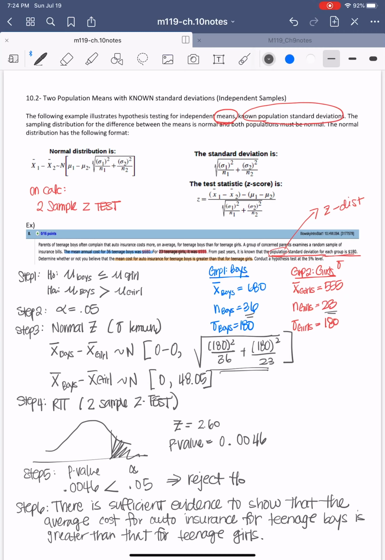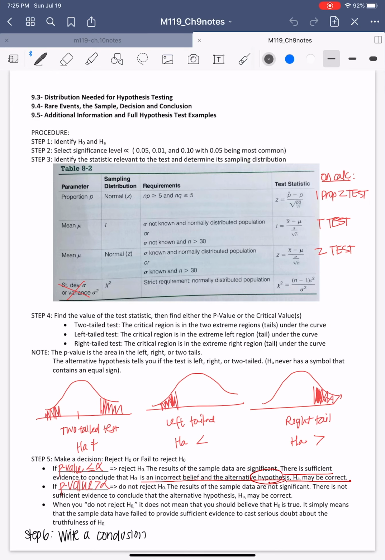So again, the concept is exactly the same. We follow through 6 steps. We still go through the Z or T distribution using the test functions on the calculator, and then write down the conclusion. The only thing that's different from chapter 9 to 10 is that in chapter 9 we deal with 1 sample, and in chapter 10 we deal with 2 samples. So let's move on to our last parameter, which is proportion.